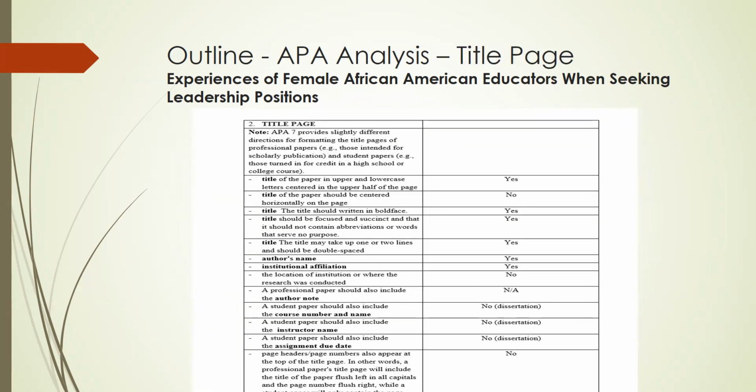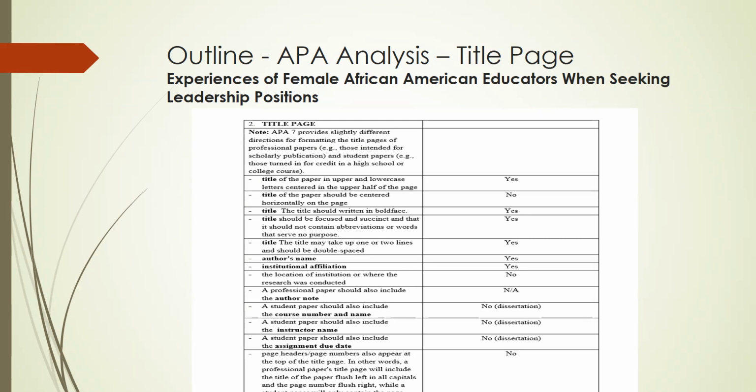The title page, APA 7 provides a slightly different direction for formatting the title page. The title of the paper should be in upper and lowercase letters, and it should be centered in the middle half of the page. And Marshall's work adhered to that guideline. The title of the paper should be centered horizontally on the page, and it was not centered. The title should be written in boldface. She did a good job there.